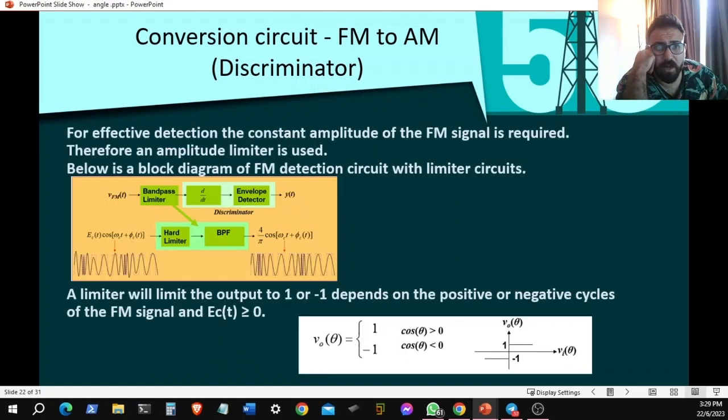And now let's talk about effective detection. Well, for effective detection, the constant amplitude of the FM signal is required. Therefore, an amplitude limiter is used. Below is a block diagram to elaborate that. The limiter will limit the output to 1 or negative 1, depending on a positive or a negative cycle: positive 1 for the positive cycle, negative 1 for the negative cycle of the FM signal, and ECT larger or equal to 0.